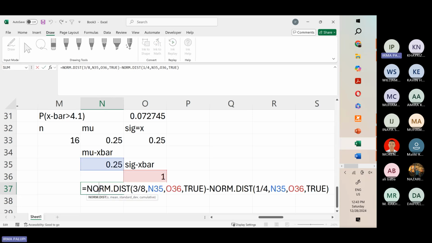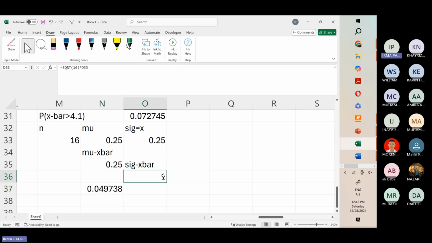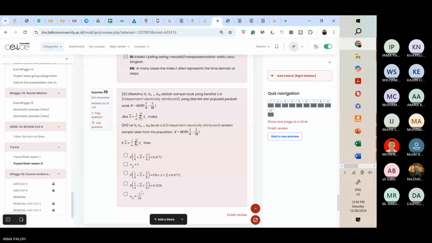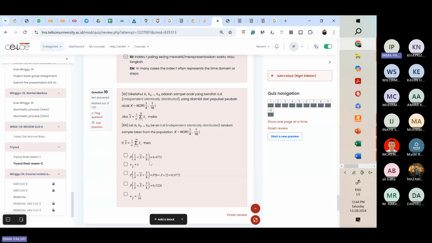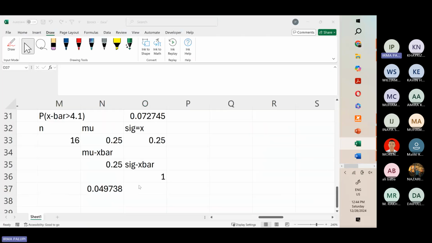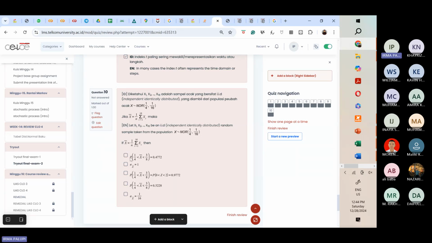For a long time. This is correct for this keyword. Okay. This one is 3/8 minus 1/4. I don't know. There's no answer here for this question. Not even close. So I think the correct statement is only this one. It's only this one.